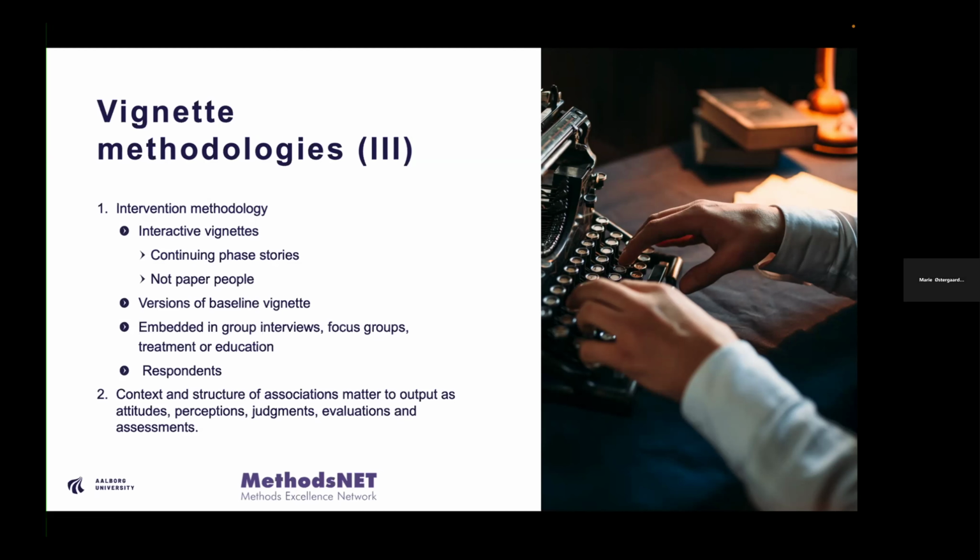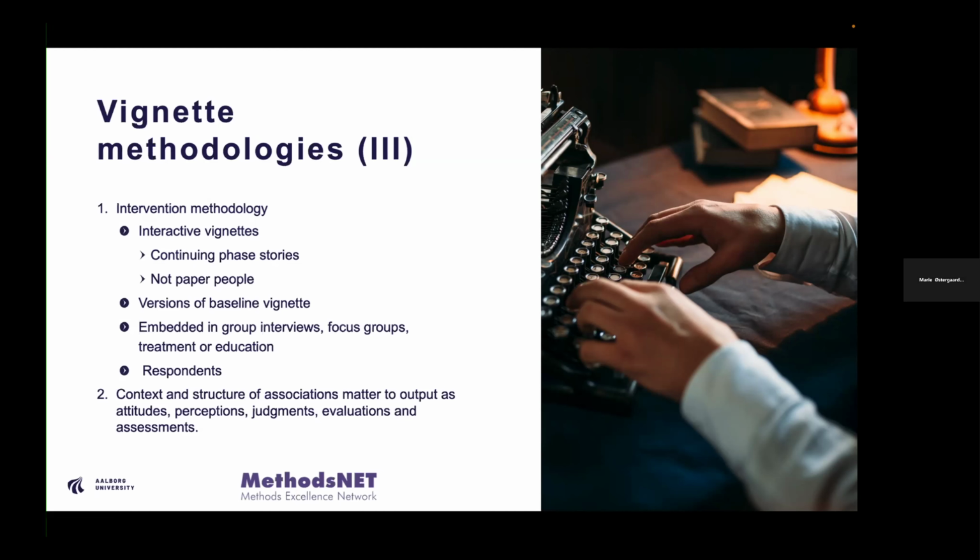Very often in the intervention methodology, you'll see the vignettes embedded in group interviews, in focus groups, but also if you want to use it in action research, in consultancy, or as a professional who wants to study education, or do education, or use it as a treatment.